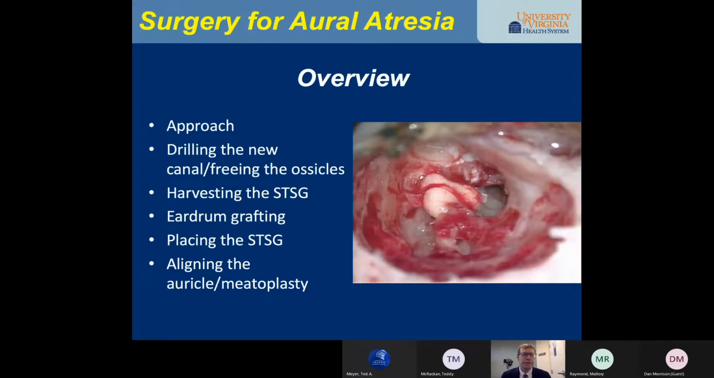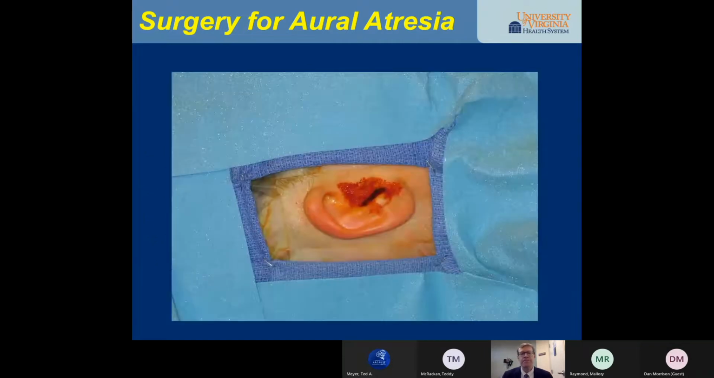So there's several steps in the operation. I want to check, make sure I'm not going over time. Good. The approach, drilling the canal and freeing the ossicular chain so that the ossicles are liberated and can vibrate freely in space, harvesting the split thickness skin graft, the eardrum graft, placing the skin graft, and aligning the auricle and doing the meatoplasty. It's a good 4 to 5 hour operation. It's technically challenging. You just have to take your time and do it stepwise, step by step.